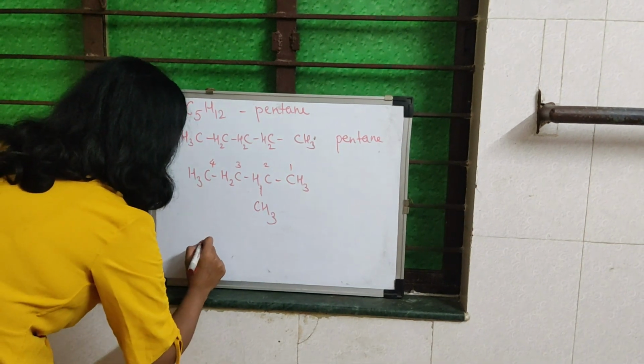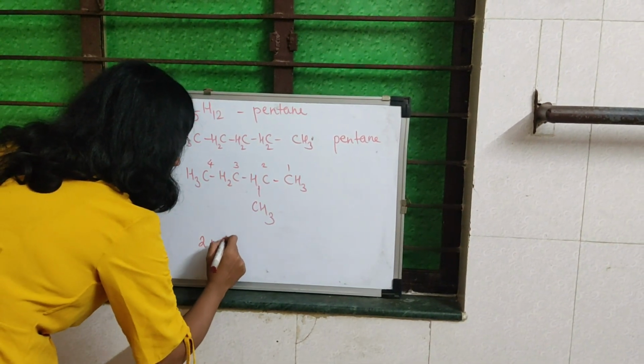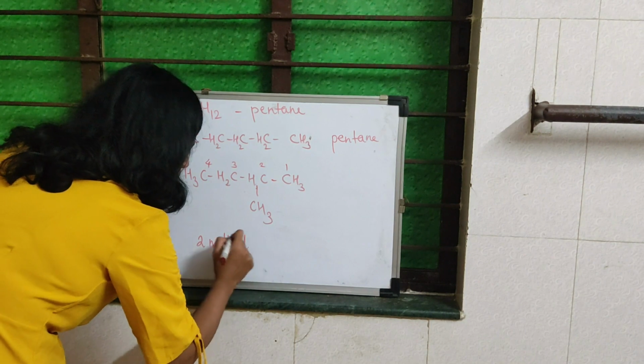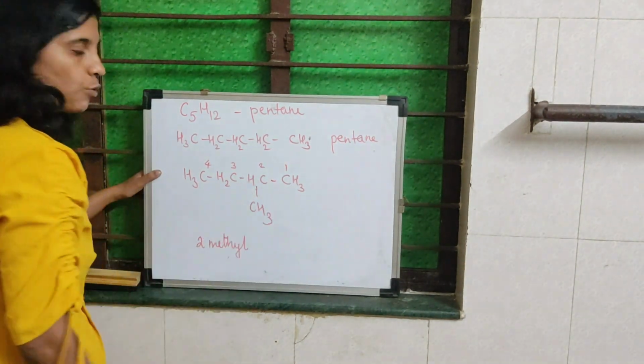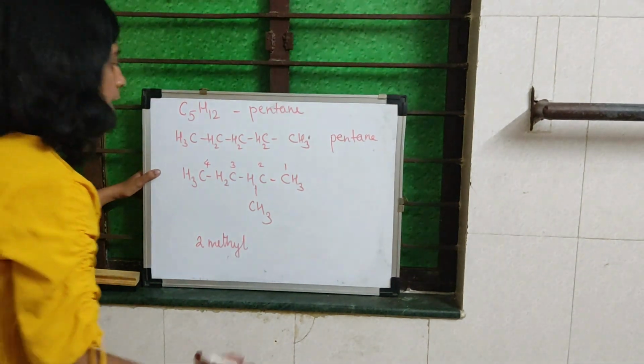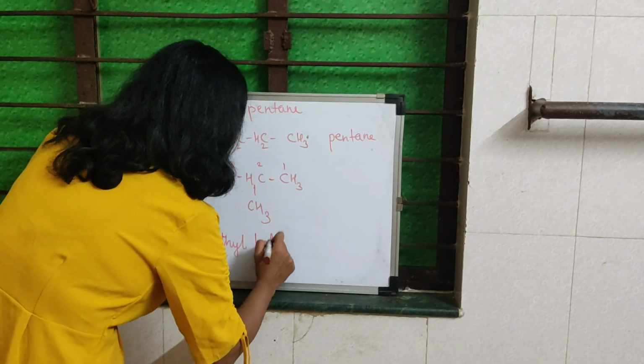So it will be called 2-methyl, 1, 2, 3 and 4. We call it 2-methyl butane.